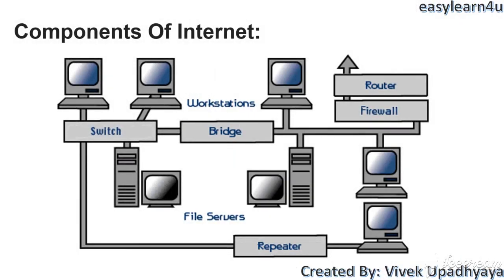So one more point you can add in the definition of internet, that it is not only the collection of millions of computers connected with each other, but it is also a collection of many hardware devices which help to transfer your data over the internet. So these hardware devices may be a switch, bridge, router, firewall, gateway, repeater, etc.